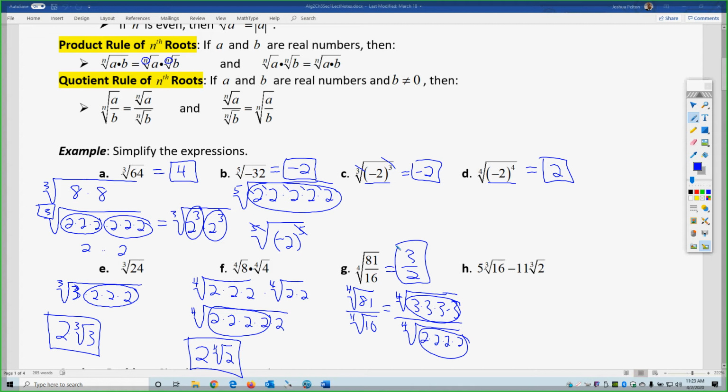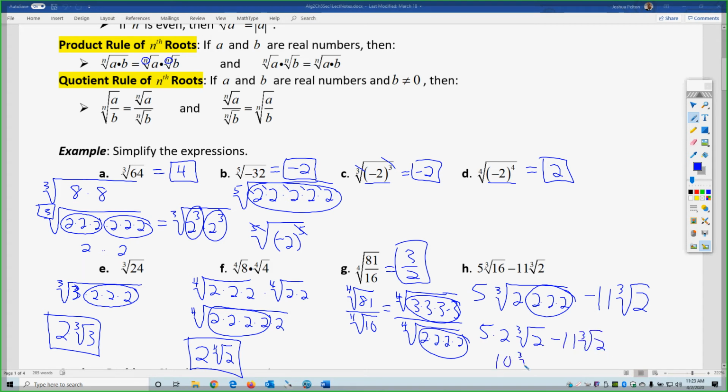I can work on them, though. I can break apart this. Oh, I'm sorry, that's a 3rd root. My mistake. No, I'm misreading that. So that's 5 times the 3rd root of 16, which is 2222, minus 11 3rd roots of 2. So I have a group of 2's out there, so it's 5 times 2 3rd roots of 2 minus 11 3rd roots of 2. So that's 10 3rd roots of 2 minus 11 3rd roots of 2 for a final answer of -1 3rd roots of 2.